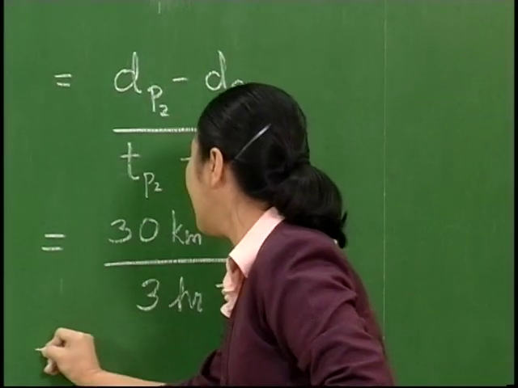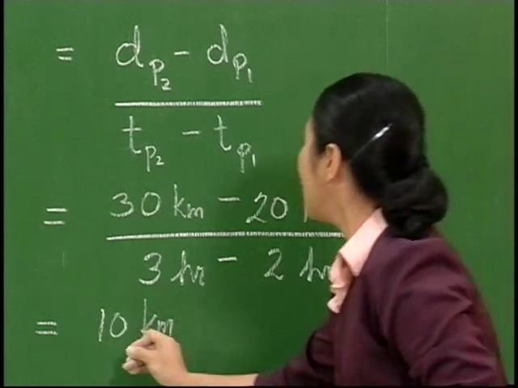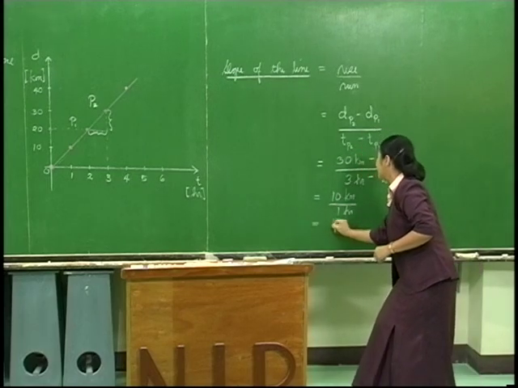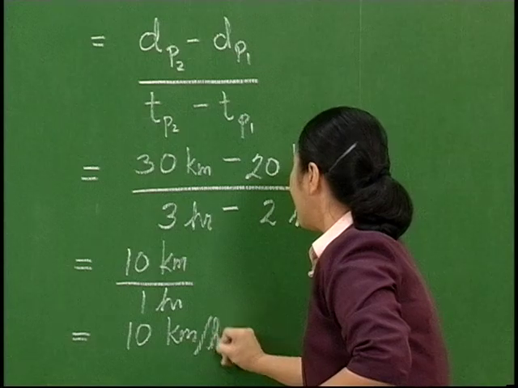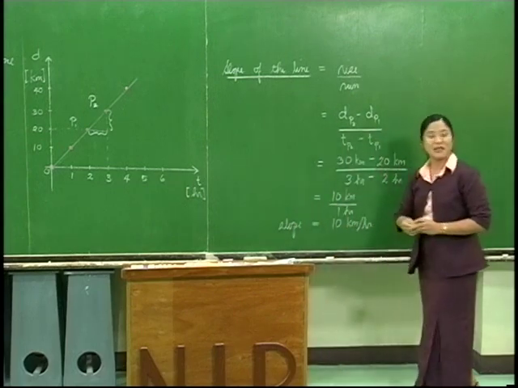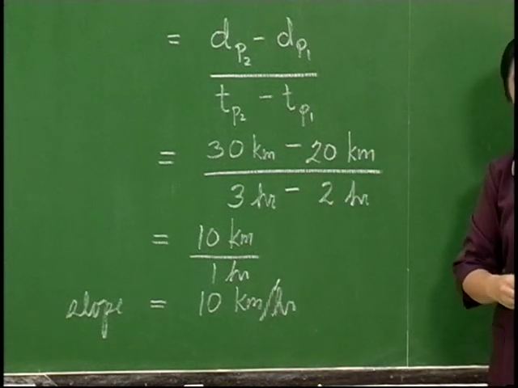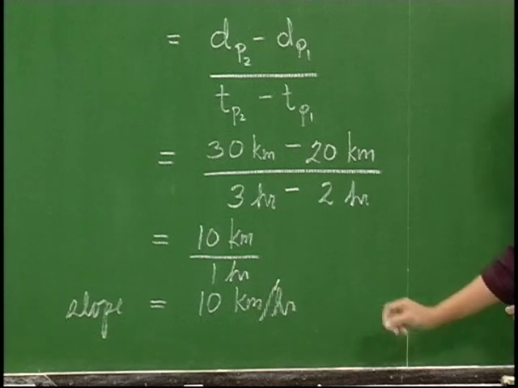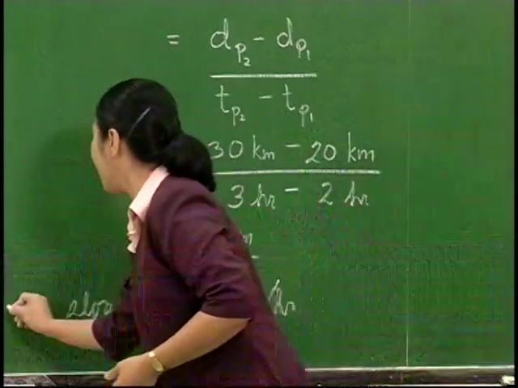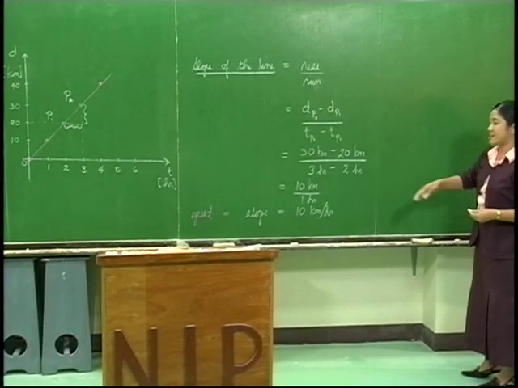And then the rest is just your arithmetic. 30 minus 20 is 10 kilometers. 3 minus 2 would be just 1 hour. And so you find that the slope is just 10 kilometers per hour. This is the slope. And now you might notice, because of the unit, it is kilometer per hour. If you remember the way we define velocity or the speed, you can now identify the slope as the speed of the constant speed of the object that is traveling.